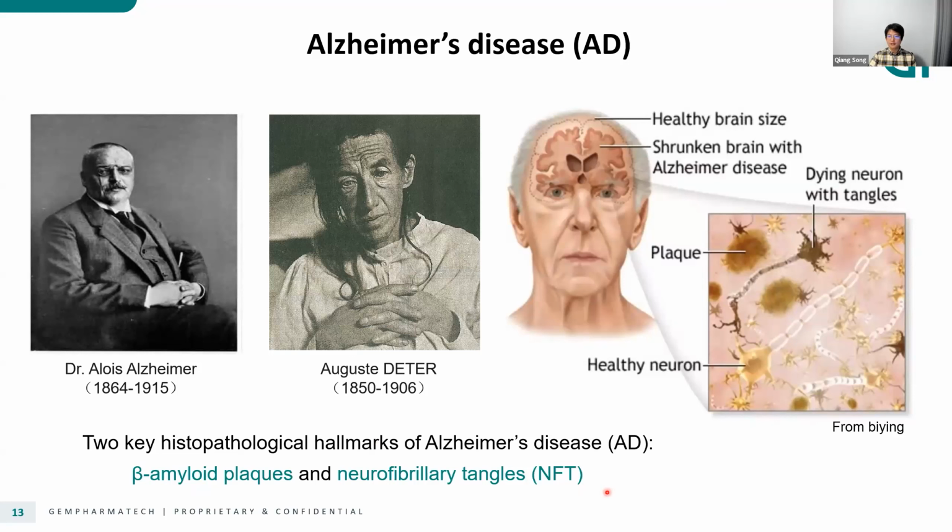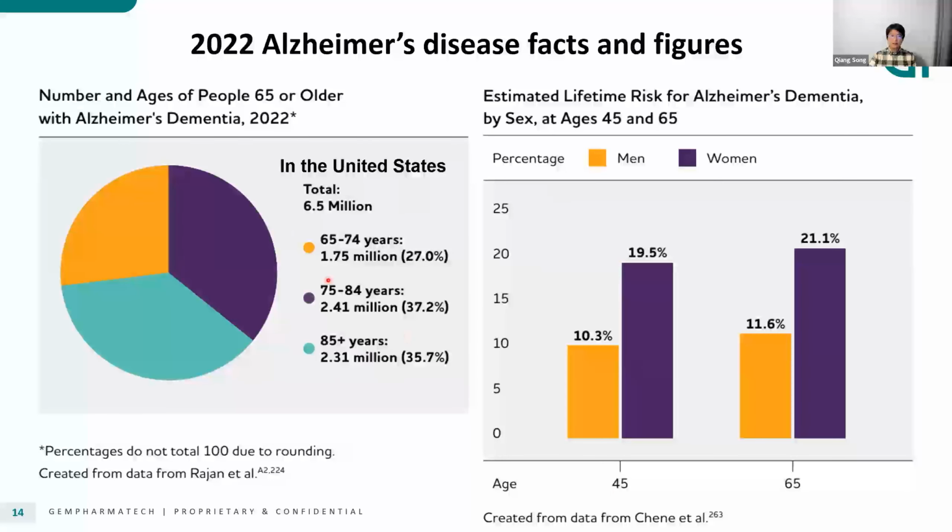Elias Elmos, which can cause the brain size decrease in Alzheimer's disease patients. And there is research published this year. The data have shown that an estimated 6.5 million Americans aged 65 and older are living with Alzheimer's dementia in 2022, and about 73% are aged 75 or older.